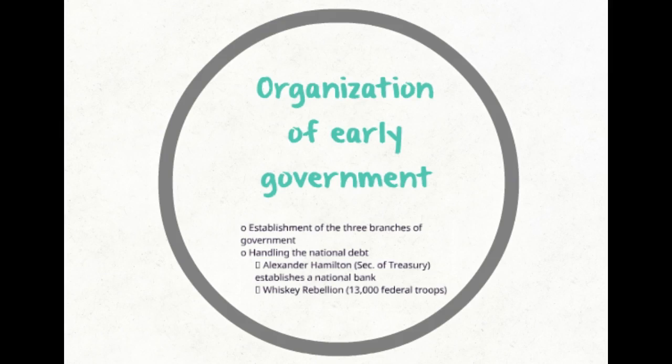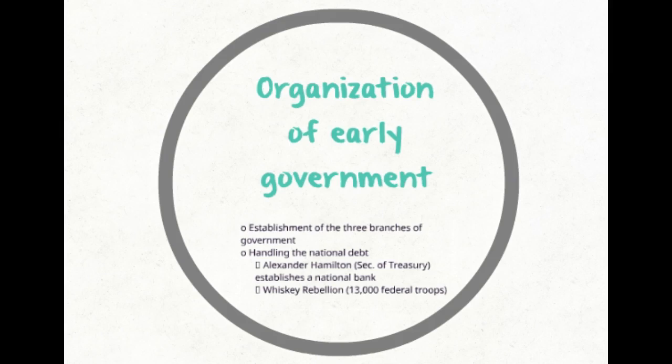Alexander Hamilton serves as his Secretary of Treasury, and he gives a strong federalist view. He gives a strong national view. He wants a strong federal government. As a result, under Hamilton's leadership as Secretary of Treasury, they establish a national bank. They begin to tax and introduce new taxes, which leads to some rather negative responses.